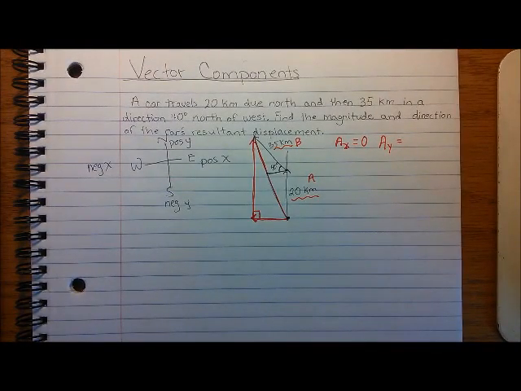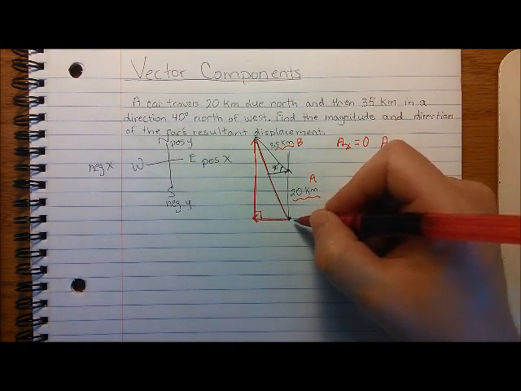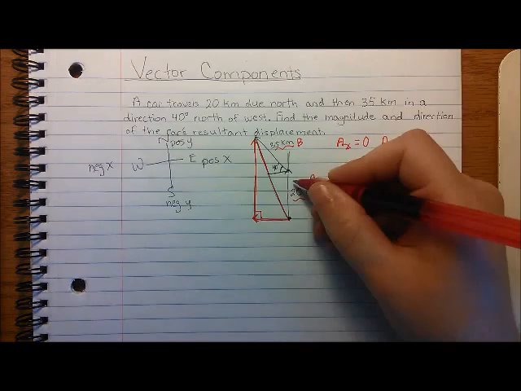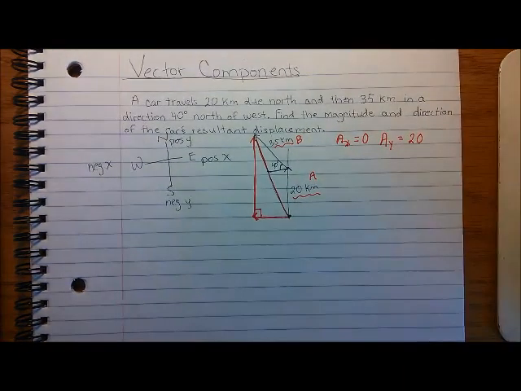How about the y component of A? Does vector A go in the y direction at all? And the answer to that is yes, it does. It goes positive 20 kilometers. So we just write 20 here. So that was the easy part. Now we have to find the components of vector B.